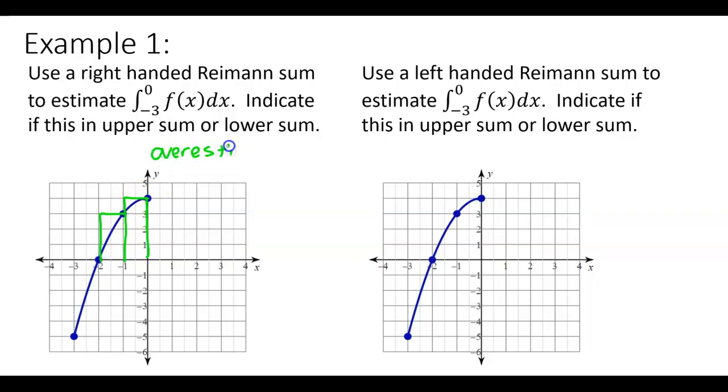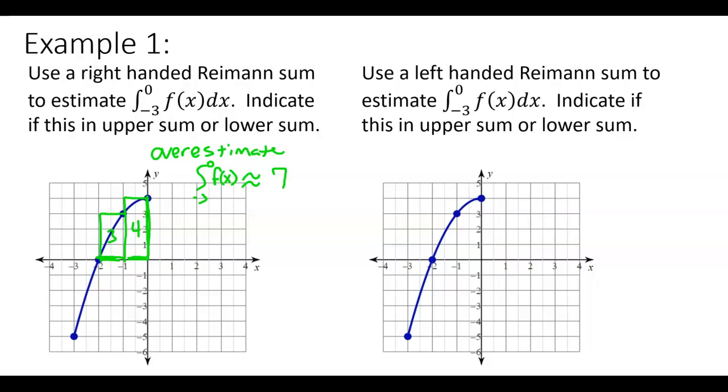Now let's go ahead and figure out what this area is, by the way. What's the base of this rectangle? It's 1. What's the height? It's 4. So what's the area of that rectangle? It's 4. What's the area of this rectangle? The base is 1, the height is 3, so it's 3. So we have an overestimate of the area under the curve from -3 to 0 using a right-handed sum, and our overestimate gives us an area of approximately 7.